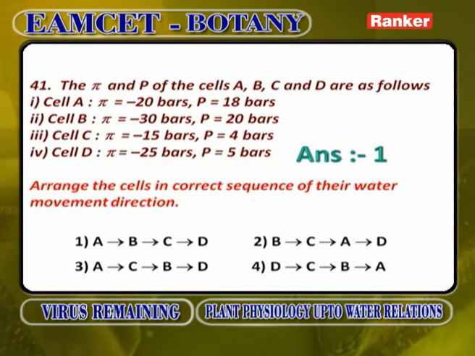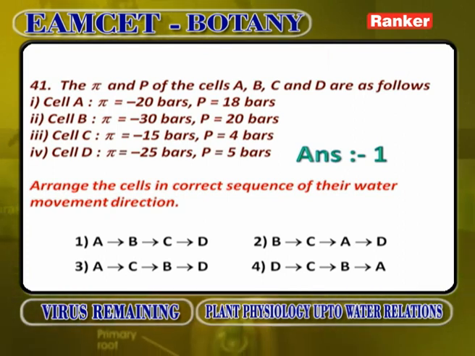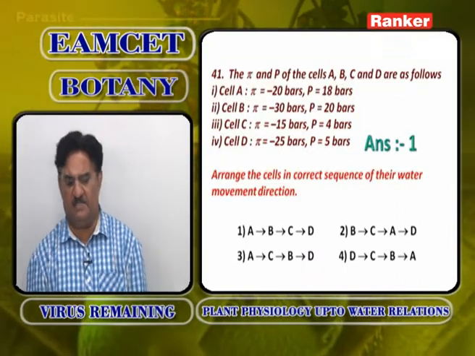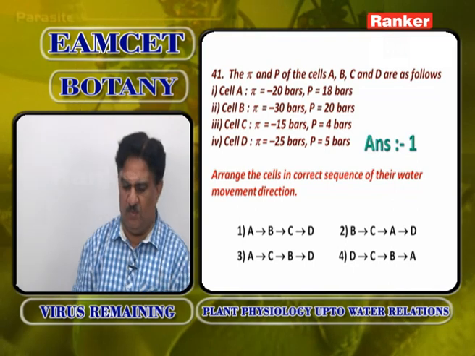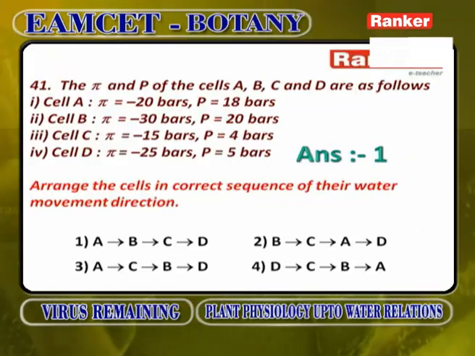The pi and P of cells A, B, C, D are as follows. Cell A, pi is minus 20 bars, P is 18 bars. Cell B, pi is minus 30 bars, P is 20 bars. Cell C, pi is minus 15 bars, P is 4 bars. Cell D, pi is minus 25 bars, P is 5 bars. Then the cells in the correct sequence of their water movement from lower to higher. Minus 1 is maximum, minus 2 is next, minus 3 is next, minus 4 is next.